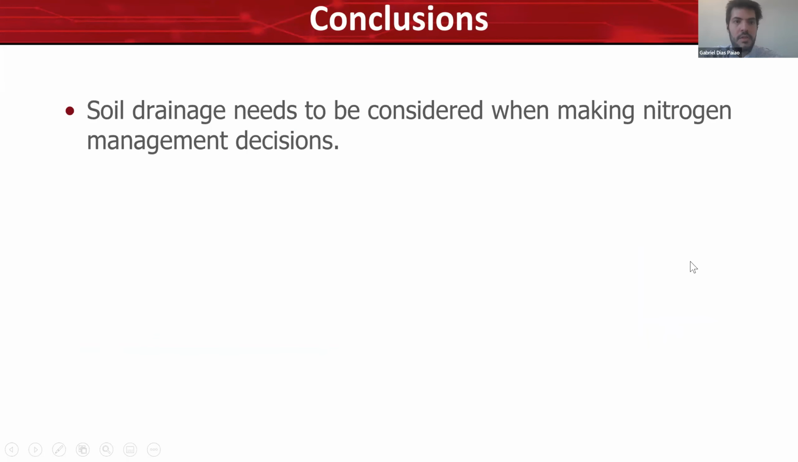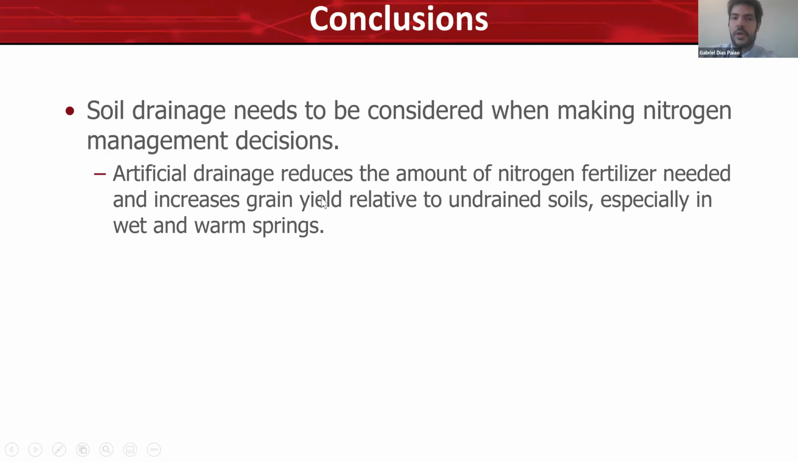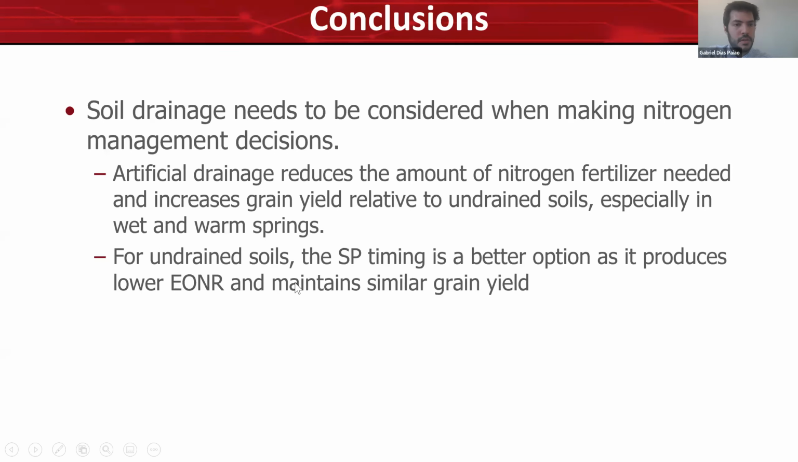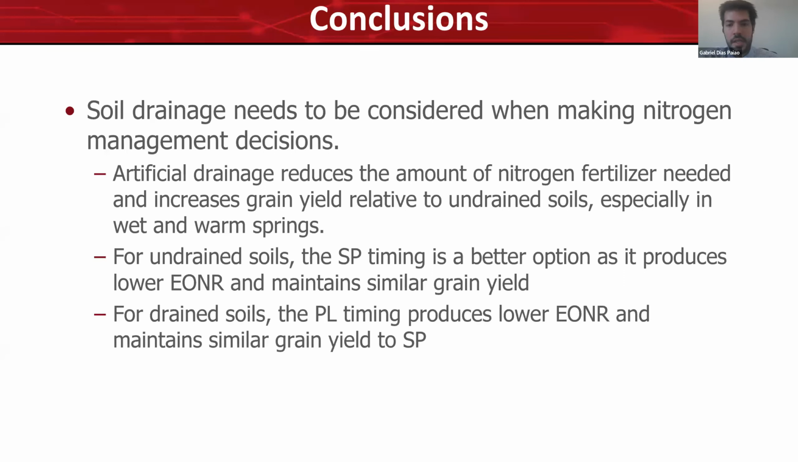So in conclusions, soil drainage needs to be considered when making nitrogen management decisions. Artificial drainage reduces the amount of nitrogen fertilizer needed and increases grain yield relative to undrained, especially in wet and warm spring conditions. For undrained soils, the split application timing is a better option as it produces lower UNR and maintains similar yields. And the opposite scenario was observed for drained soils.